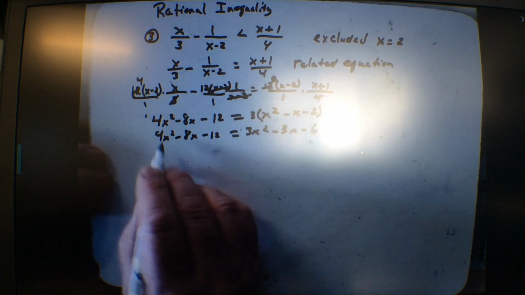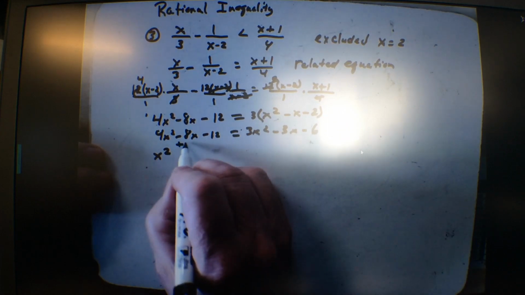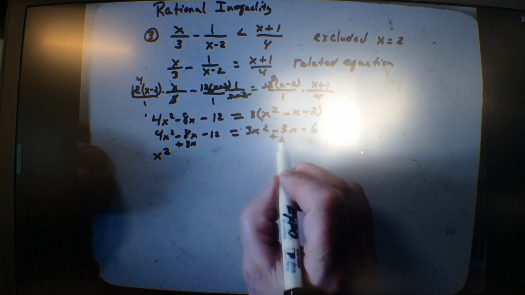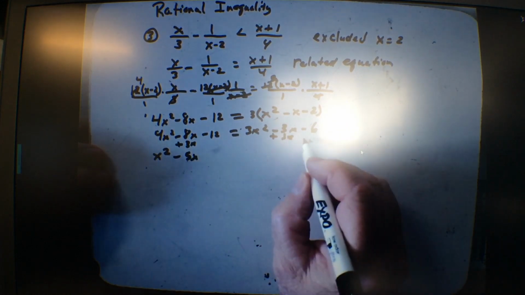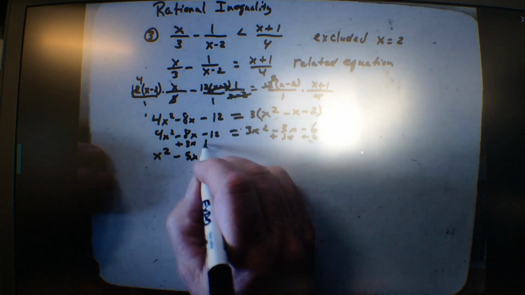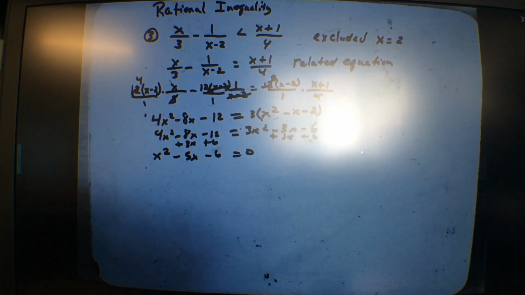So I'm going to subtract 3x from both sides. I get x squared. I'm going to subtract a negative 3x, which is the same as adding 3x, and that would be minus 5x. And then I'm going to add 6 to both sides. It's minus 6. Notice how I did all 3 at the same time.